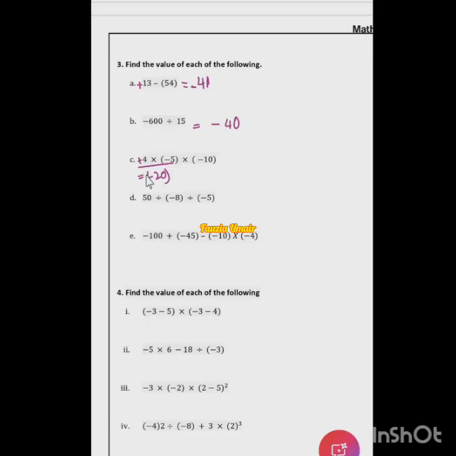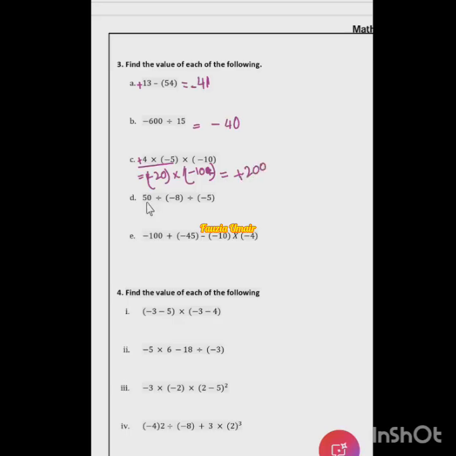So now minus 20 is multiplied with minus 10. Ma'am, isn't it minus 10? Yes, minus 10, sorry. So minus 20 multiplied with minus 10. Like integers, so plus sign. Plus 200. Very good.